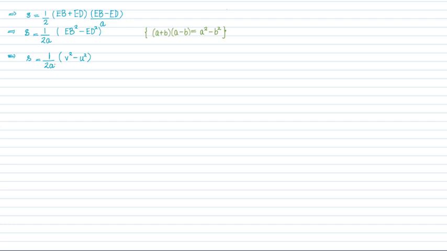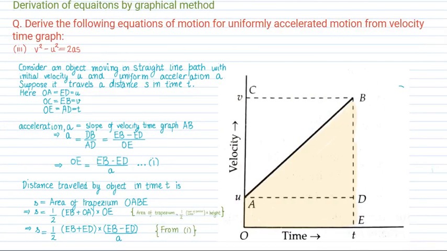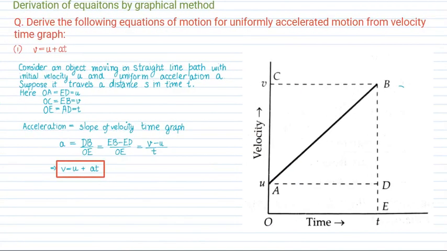Fine. Now I can take this 2a and I can cross multiply it here. So I can write 2as equals to v square minus u square. Or on further simplification, let me write this on the left hand side and this one on the right hand side. So I'll get my third kinematic equation: v square minus u square equals twice of as. So this is your velocity displacement relation. Fine. So I have derived your three kinematic equations using the graphical method.